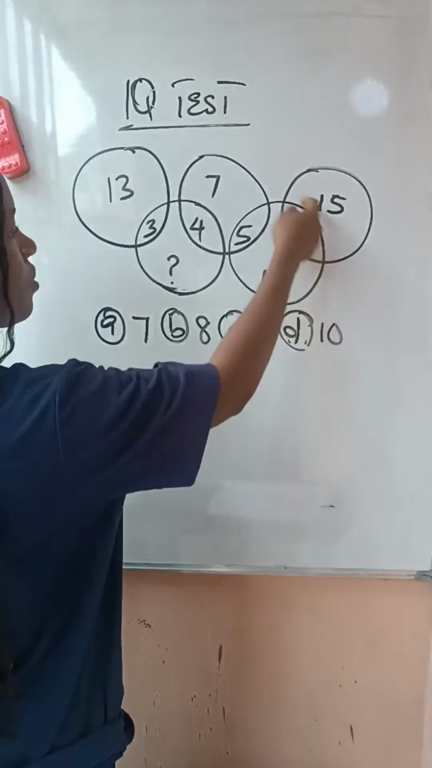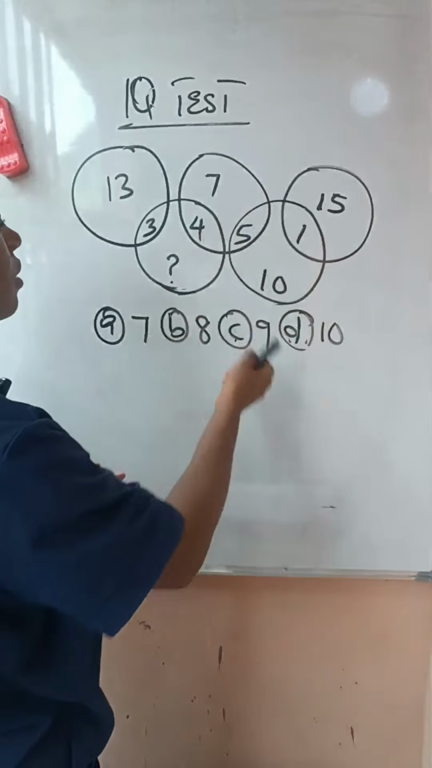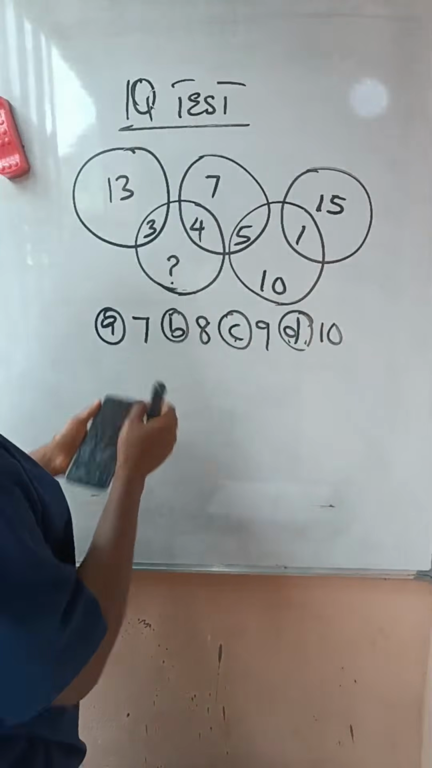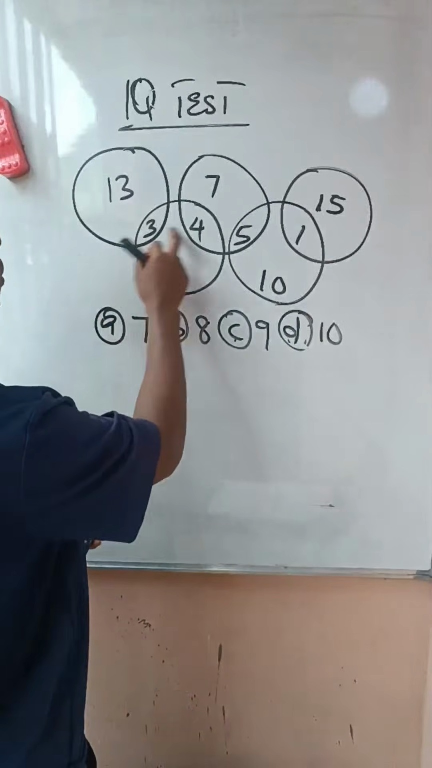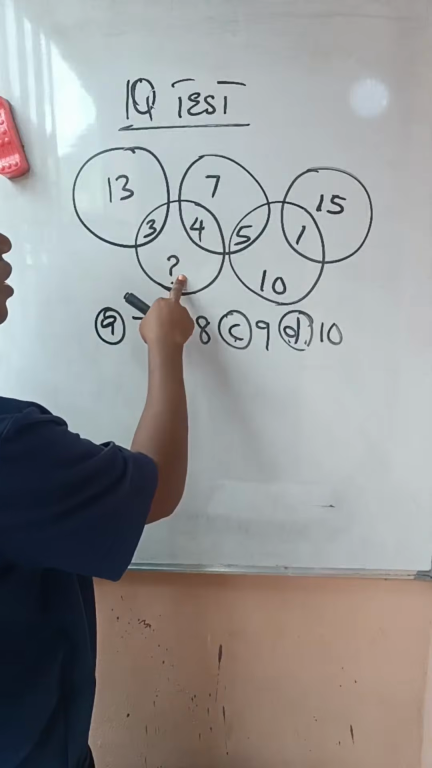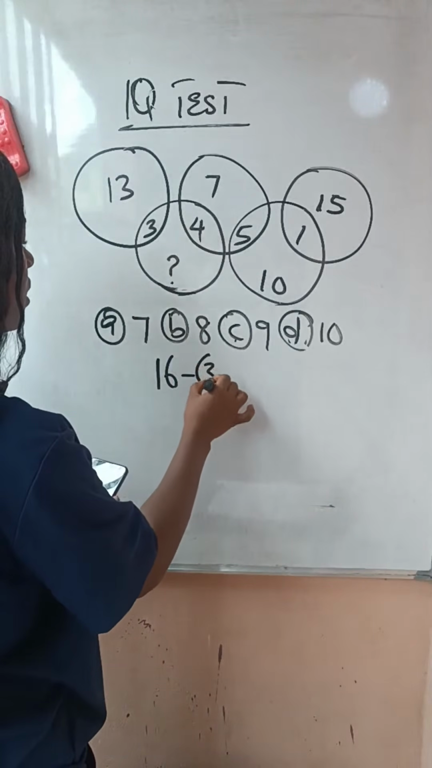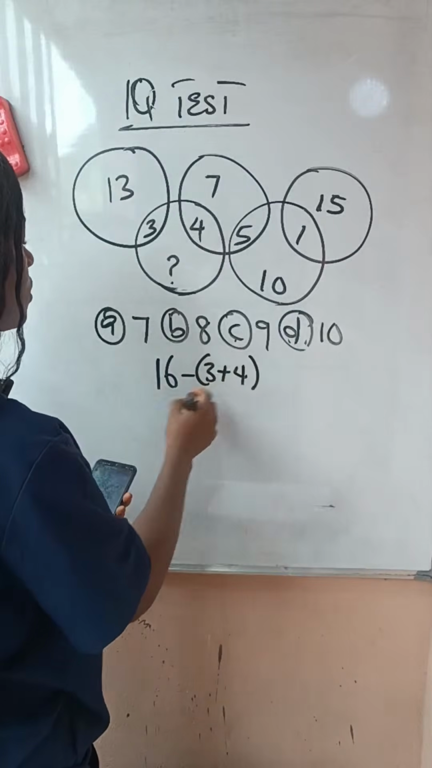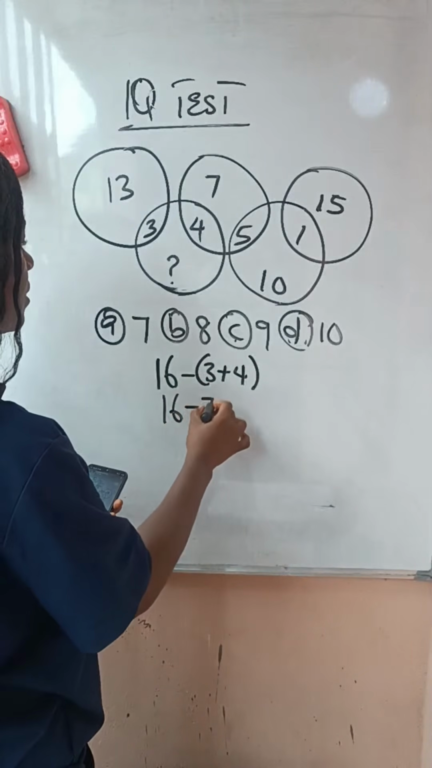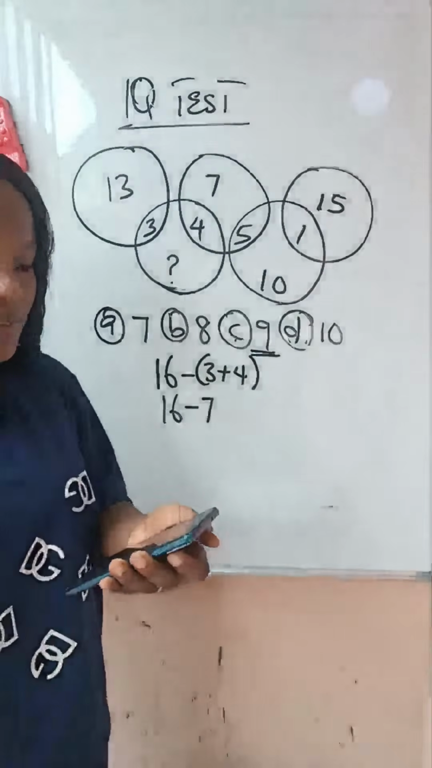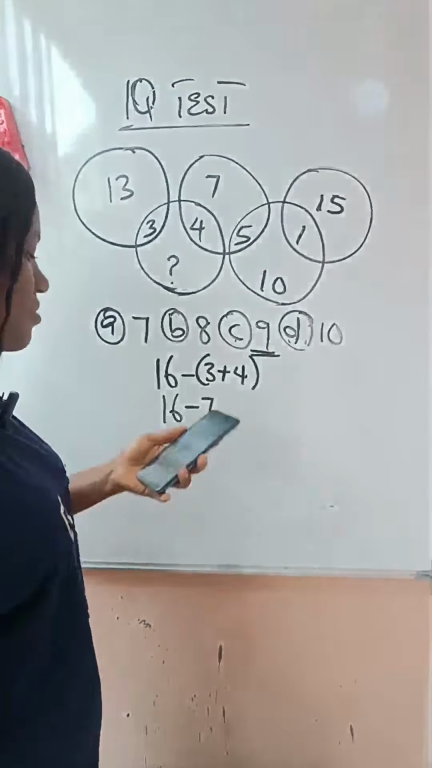Now for this circle, the numbers there are 5, 1, and 10, which is 16. So you will notice that for this, we have 3, 4, and what will give us 16. So it's going to be 16 minus 3 plus 4. So that is 16 minus 7, and that is 9. Option C, which is 9.